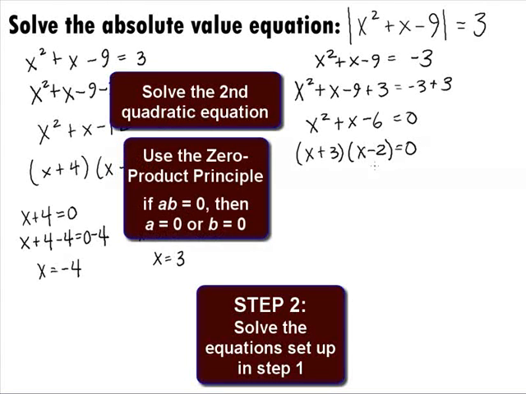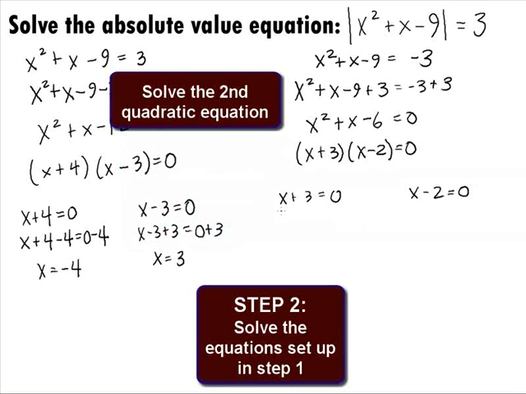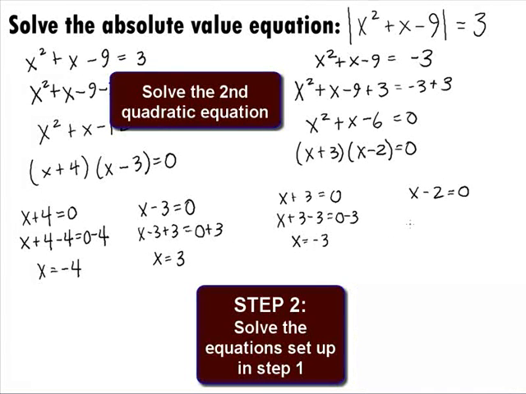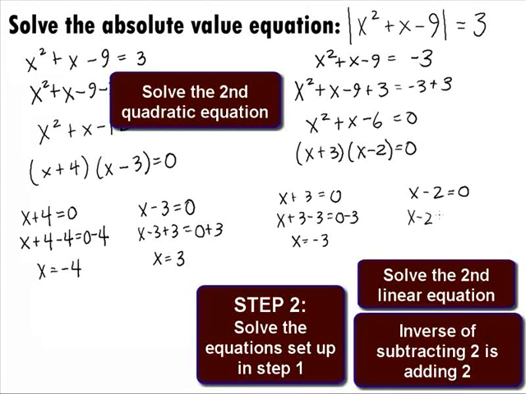Using the zero product principle, we can set each of these factors equal to 0. Setting the first factor equal to 0, we will get x plus 3 equals 0. And setting that second factor equal to 0, we will get x minus 2 equals 0. Solving the first equation involves subtracting 3 from both sides, which will give us x plus 3 minus 3 equals 0 minus 3, which gives us x equals a negative 3. And solving that second equation involves adding 2 to both sides, which gives us x minus 2 plus 2 equals 0 plus 2, which will simplify to be x equals 2.